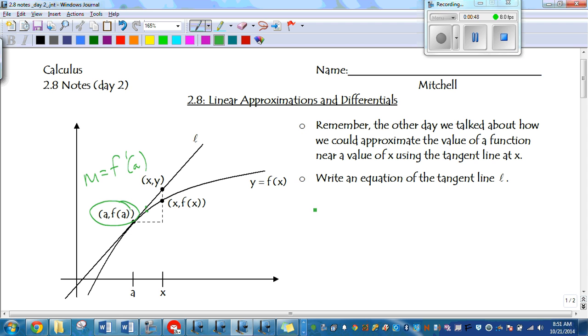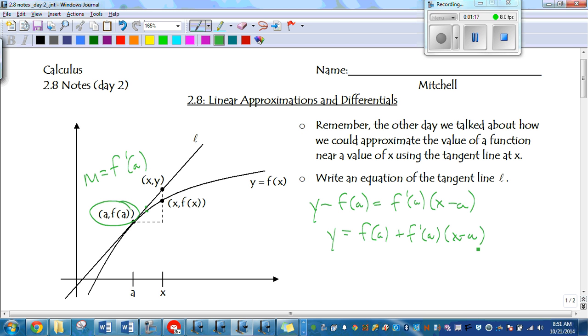So we get y minus our y value, f of a, equals our slope, the derivative of f of a, times x minus our x value, a. So this would be our tangent line, right? And we could solve for y over here. We get y equals f of a plus the derivative of f of a times x minus a.